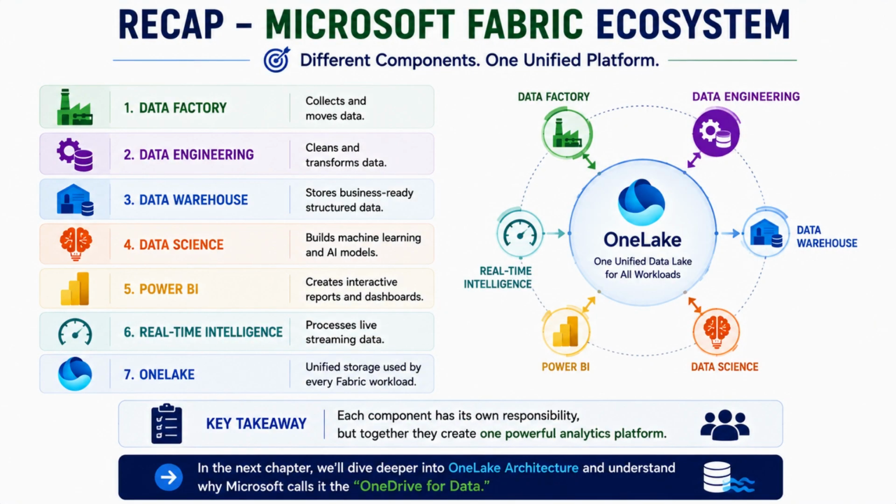Let's recap the session. Data Factory collects and moves data. Data engineering cleans and transforms data. Data warehouse stores business-ready structured data. Data science builds machine learning and AI models. Power BI creates interactive reports and dashboards. Real-time intelligence processes live streaming data. And OneLake is a unified storage used by every Fabric workload. So each component has its own responsibility, but together they create one powerful analytics platform.